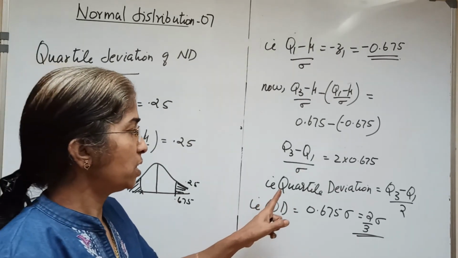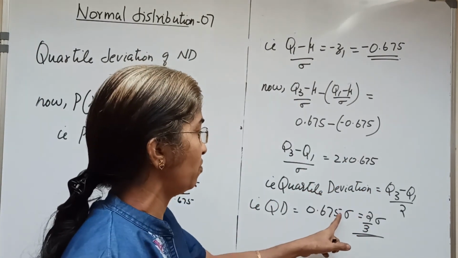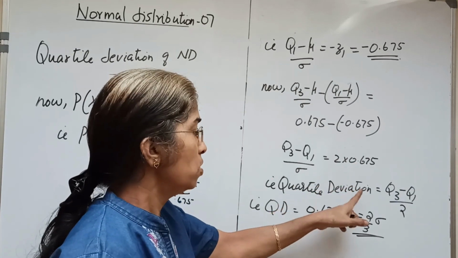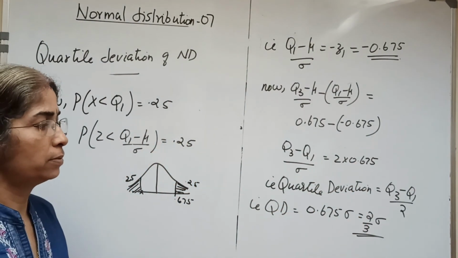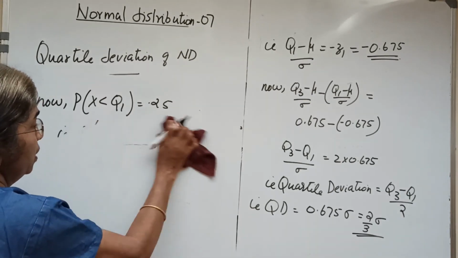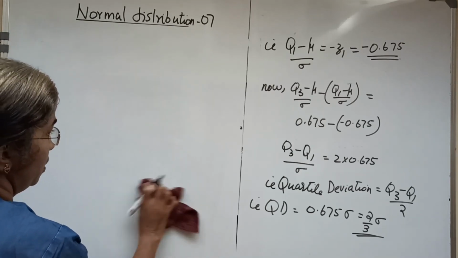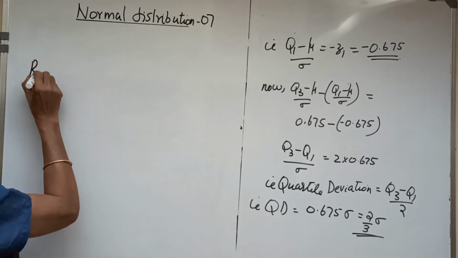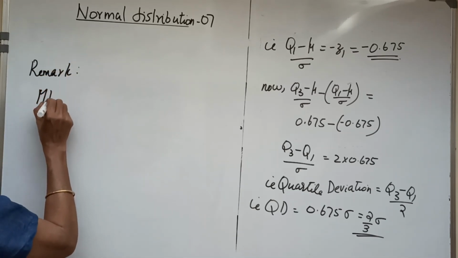Quartile deviation is (Q3 minus Q1) by 2, so it is 0.675 into sigma, which equals 2 by 3 sigma. Now one more point. Now we have mean deviation as a remark.